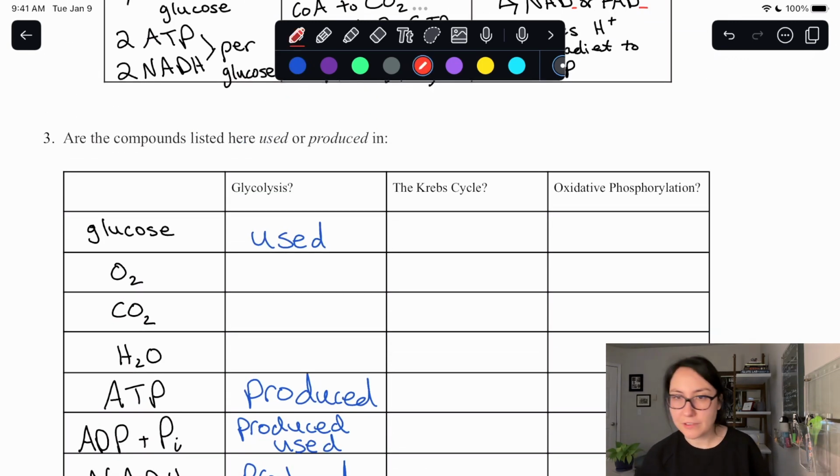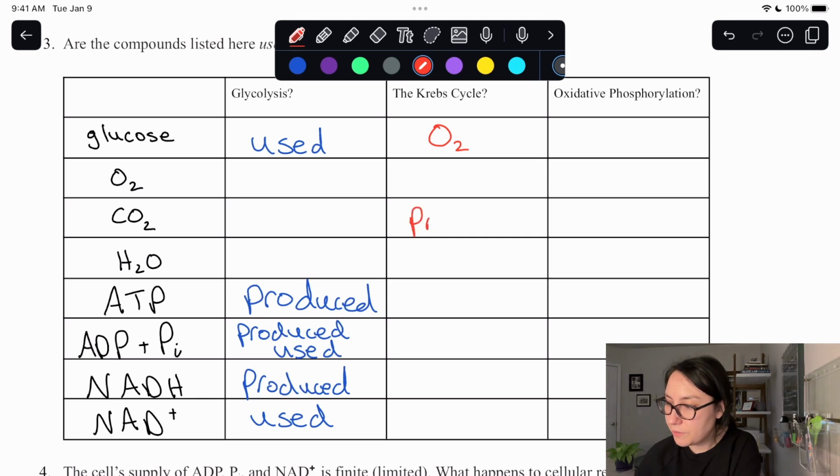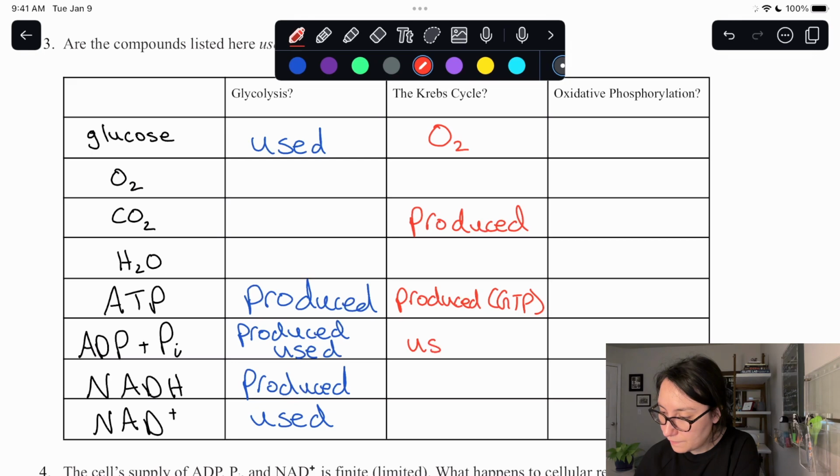Now, Krebs cycle, we'll switch that over to red. O2 is 1000% used in the Krebs cycle. CO2 is what is produced. We don't really use water, but we do have a produced. And again, it's that guanosine triphosphate that is produced. This is used, your adenosine diphosphate. This is also used, NADH. So NADH is not just in one area, it's in a couple of areas. And the last thing here is that NADH is produced.